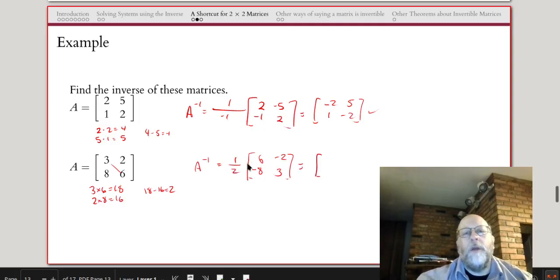And so 1/2 times 6 is 3. Half of -2 is -1. Half of -8 is -4. And half of 3 is, well, it's 3/2. We'll get a fraction there. And that's the inverse of that matrix. Much faster than trying to do the row reduction for 2 by 2.